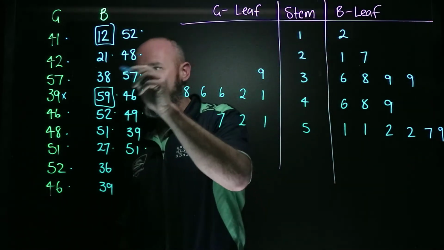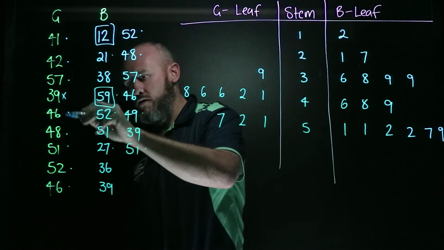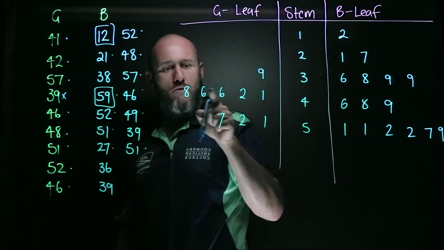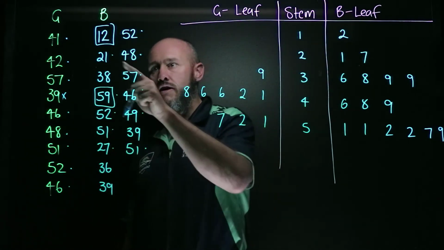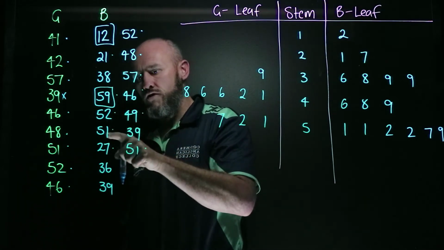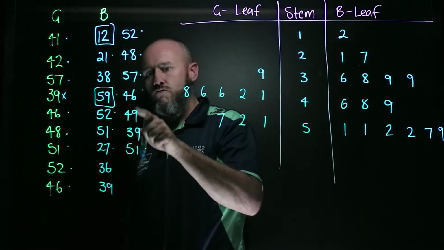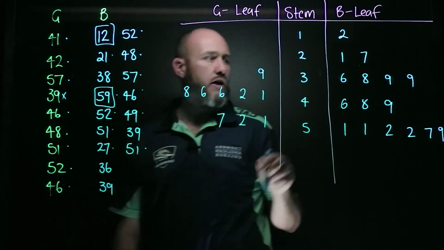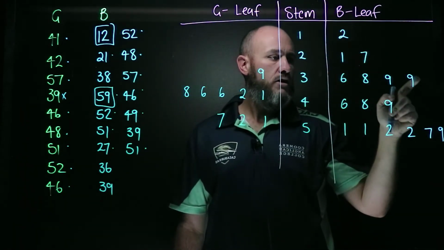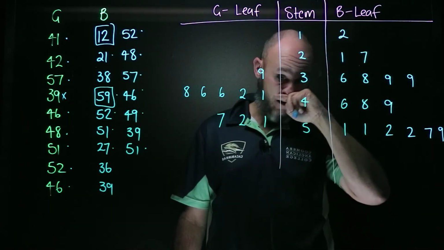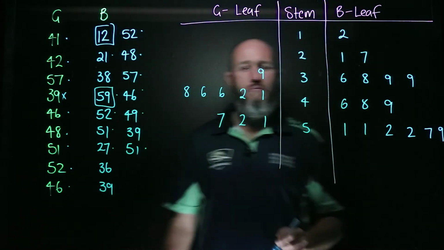Okay, so let me just do a count. In the girls, I've got 9 data points: 1, 2, 3, 4, 5, 6, 7, 8, 9. In the boys, I've got 1, 2, 3, 4, 5, 6, 7, 8, 9, 2, 3, 4, 5, 6, 7, 16 data points. 1, 3, 7, 10, 16. So that works. Now, let's do our comparison.